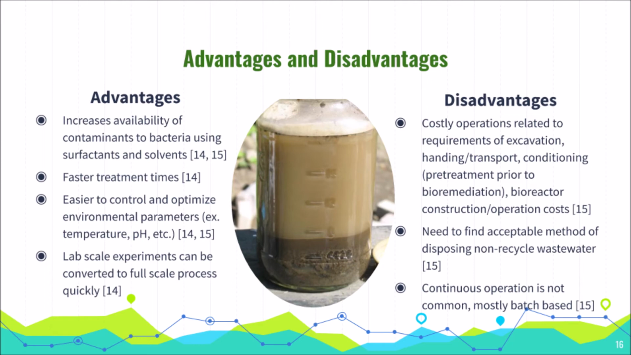industrial applications. However, some of the limitations that come with the slurry phase bioreactors is that it can be quite costly. And these costs are related to excavations, handling or transportation of contaminated soils, any pre-treatment prior to bioremediation that needs to be done, and just overall construction and operational costs. Another downside is that we also need to find an acceptable method for disposal of the wastewater that was not recycled throughout the process. And for industrial applications, most slurry phase bioreactors are batch-based and will not operate continuously.